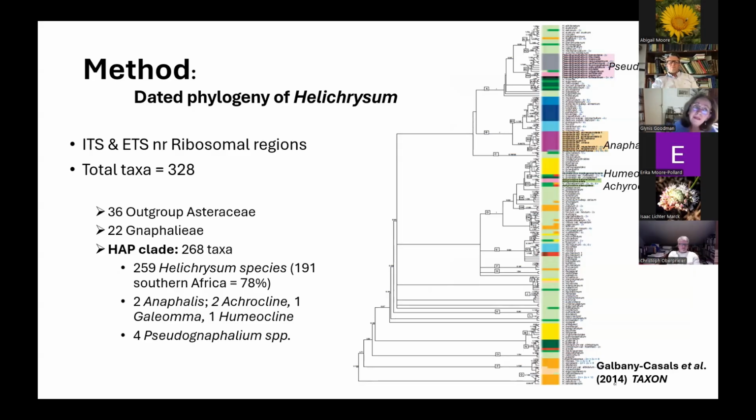So we created a dated phylogeny of Helichrysum based on the same ITS and ETS regions that Goodman-Cron had used previously. We included some outgroup Astereae, members of the Nephalae, and obviously of the Hapclade. We managed to include about 78% of the Helichrysum species of Southern Africa, along with representatives of the various genera that are lodged within Helichrysum, because as I'm sure you know, it's not monophyletic.